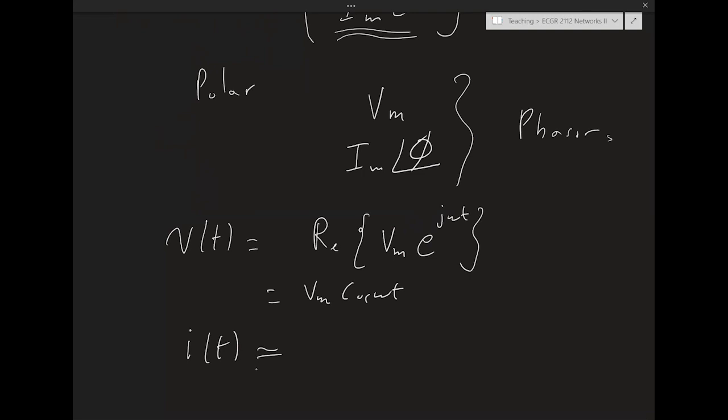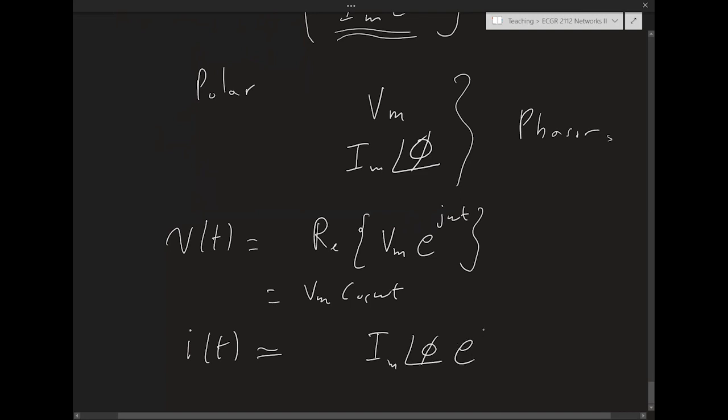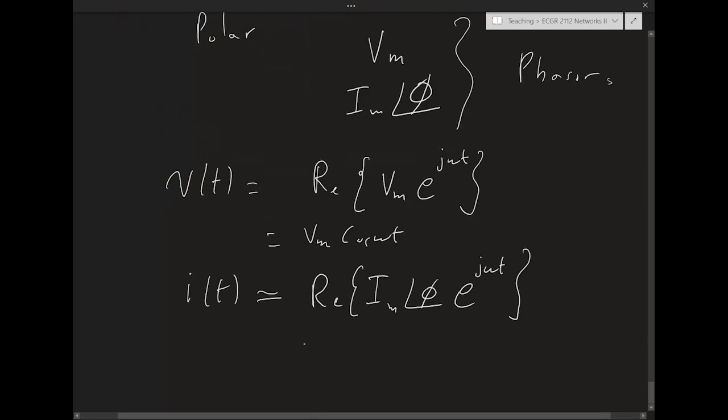There are no complex signals in reality, right? I take Im e^(jφ), I add in the implicit e^(jωt) that I removed, and then I take the real part of it. So I end up with e^(j(ωt + φ)), and so I end up with Im cosine(ωt + φ). Okay.